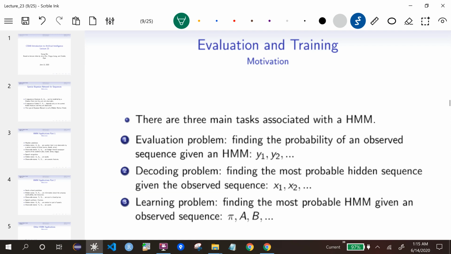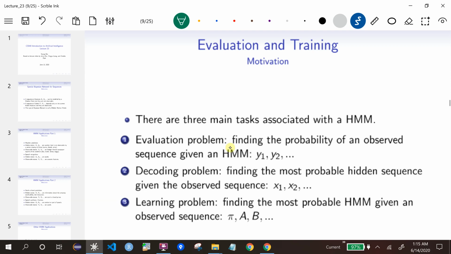Lecture 23, Part 2. So in the previous part, we talked about what is a hidden Markov model. And here we are going to talk about the main tasks associated with a hidden Markov model. So the first one is called the evaluation problem.